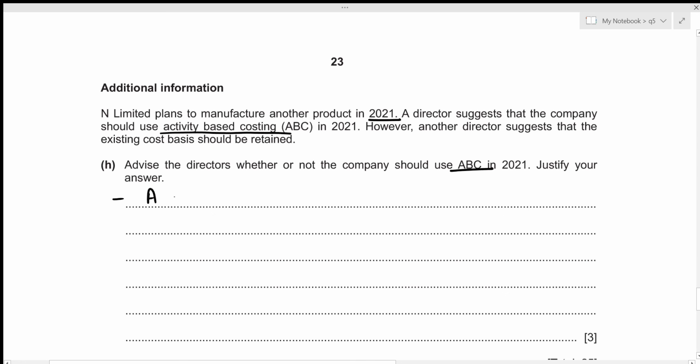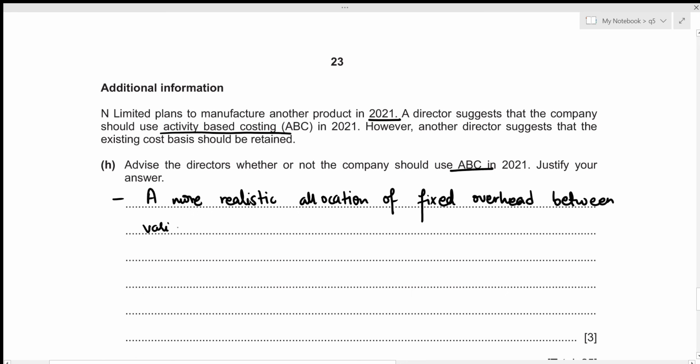A more realistic allocation of fixed overhead between various products. And we know that activity-based costing results in a more realistic allocation, which means that it also results in better pricing for each product. So better pricing for each product.